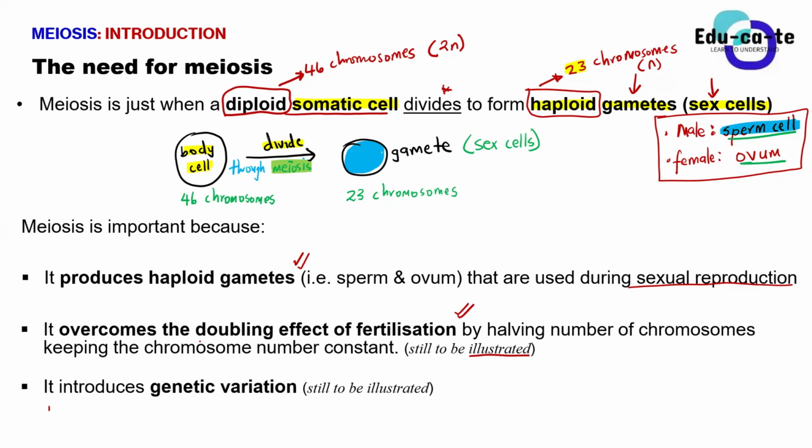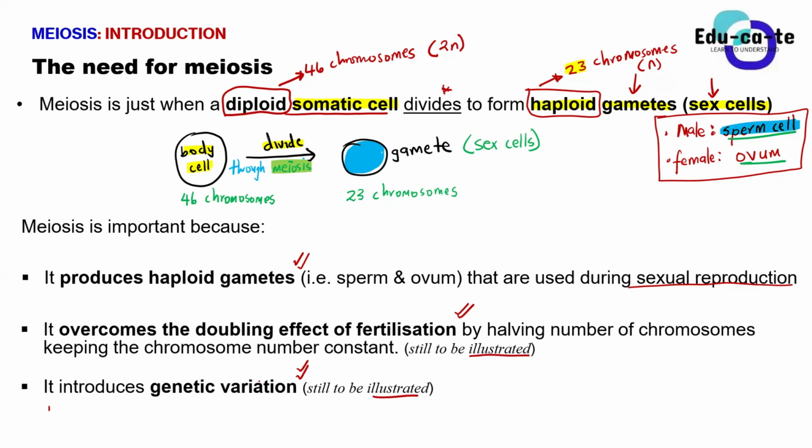All right, so for now I'm not going to put too much detail on it. That's why it's still to be illustrated. When we do human reproduction, I will remind you so that you understand what I mean by the doubling effect of fertilization, because for now maybe you don't even know what fertilization is, but meiosis is very important for this reason, so you can memorize it for now. And then it also introduces genetic variation. This is also still to be illustrated. When we do this topic of meiosis, I will illustrate this importance.